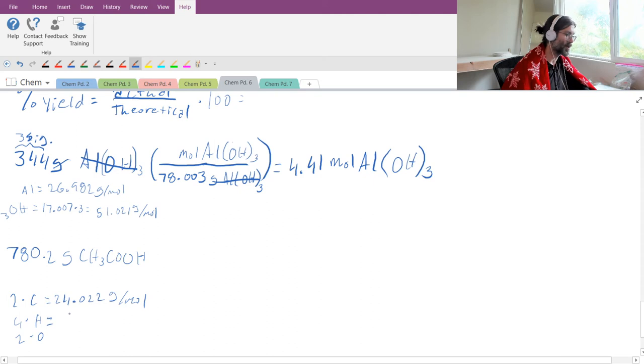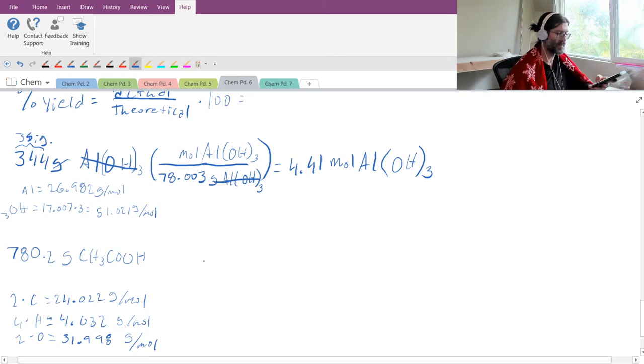Hydrogen is 1.008, so 4.032 grams per mole. And oxygen is 2 times 15.999, which gives us 31.998, again, grams per mole. So when we add all of these together, we get the molar mass for every mole of CH3COOH, 60.052.